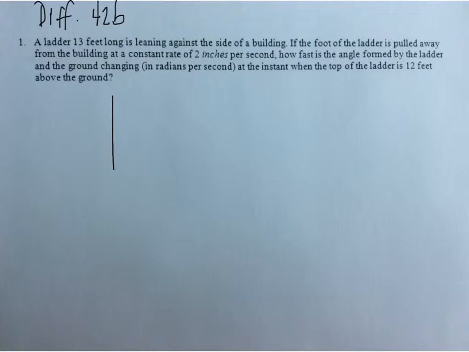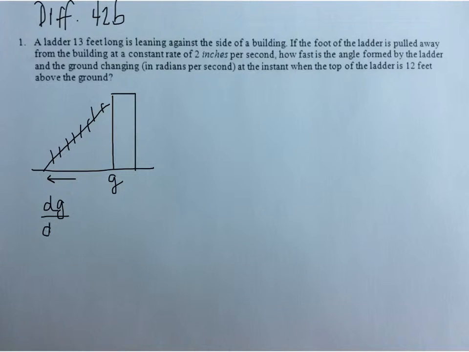So here's my building. Here's my ladder. And here's the ground. Okay, I know that the bottom of the ladder is moving at 2 inches per second. So if we call this the ground, let's say ground, G, then I know that the rate at which the ground length or distance changes is 2 inches per second.